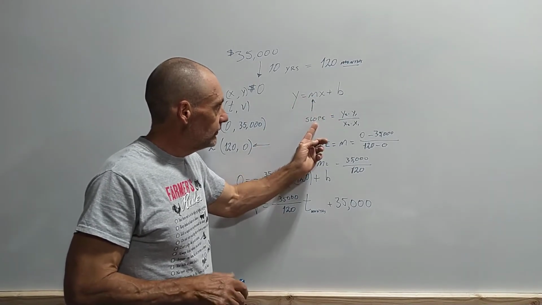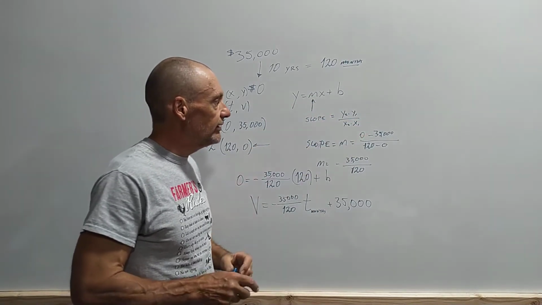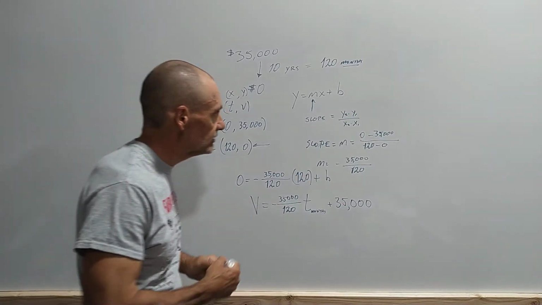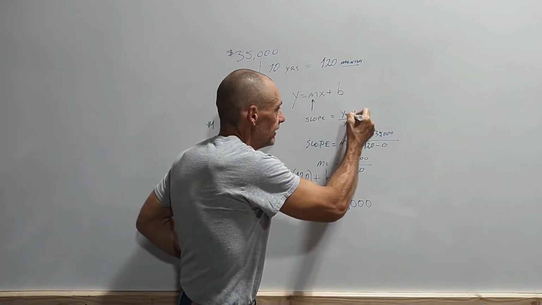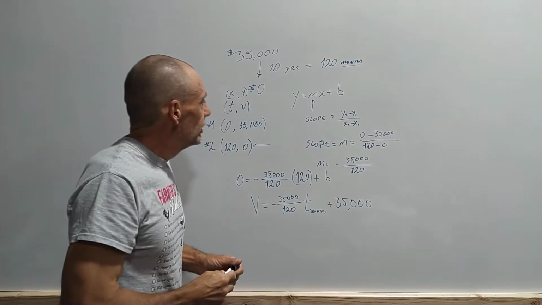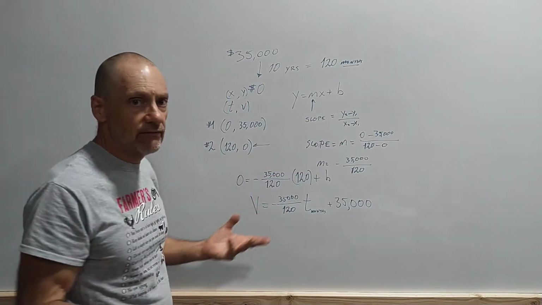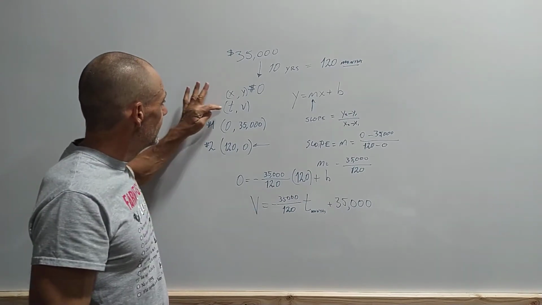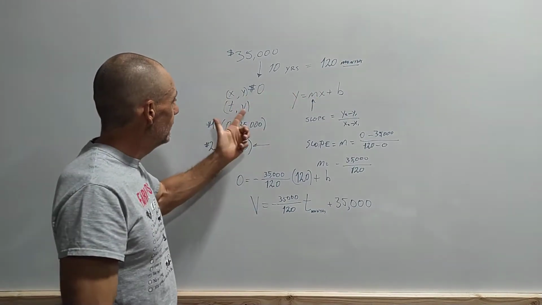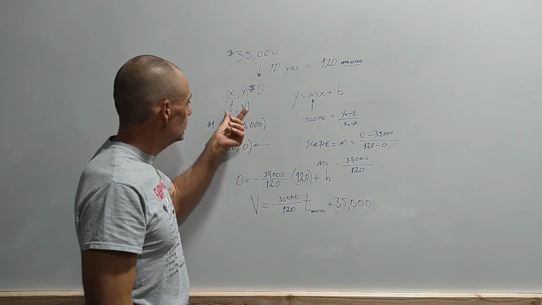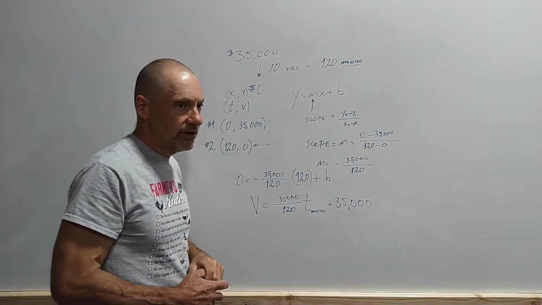M is the slope, right? And we know that the slope is defined as y2 minus y1 over x2 minus x1. Those are minuses, not dots. Okay, so in order to get these points, let's look at this thing from a practical perspective. We look at time in months, right? And we're looking at its value, okay? These are kind of what we're going to use to replace x and y.